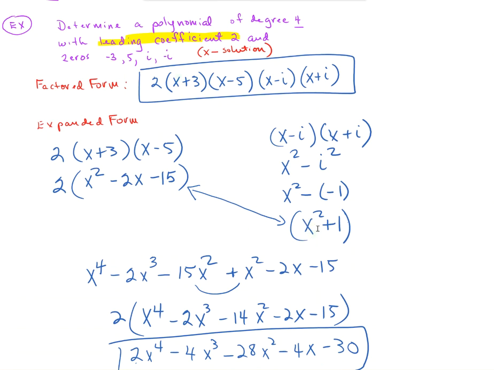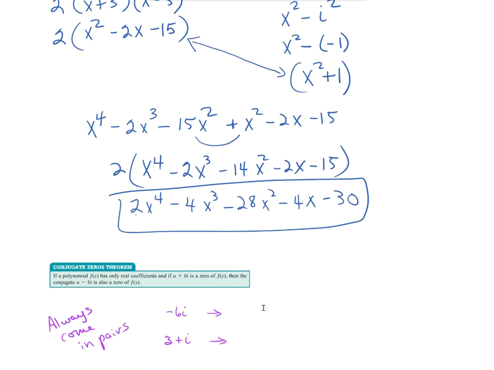First we'll take this x squared and multiply it by these 3. That gives us x to the 4th minus 2x cubed minus 15x squared. Then I'll take the 1 and multiply by all of these, so we have x squared minus 2x minus 15. These are the only two like terms, so when you combine them, you have a minus 14x squared. The last thing to do is to multiply this 2. So your final answer would be 2x to the 4th minus 4x cubed minus 28x squared minus 4x minus 30.